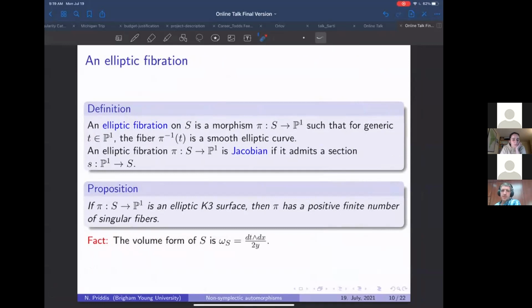Now, before I describe these surfaces, if you haven't seen this before, let me quickly describe what an elliptic fibration is, because all of these surfaces are described by an elliptic fibration. An elliptic fibration on S, where S is a K3 surface for this talk, is a morphism from S to P1 so that the generic fiber is a smooth elliptic curve. It's called Jacobian if it admits a section, which is just a map backwards. As usual, a section means that if I compose the section and pi, in the appropriate order, I get the identity.